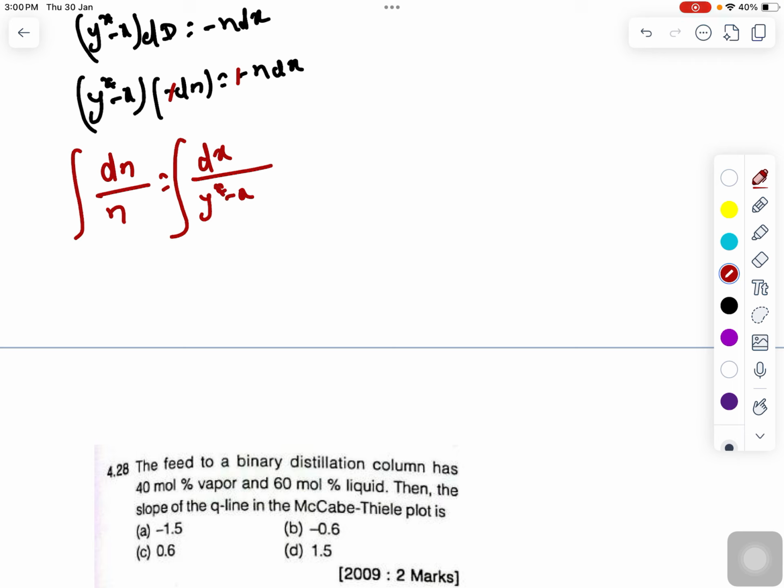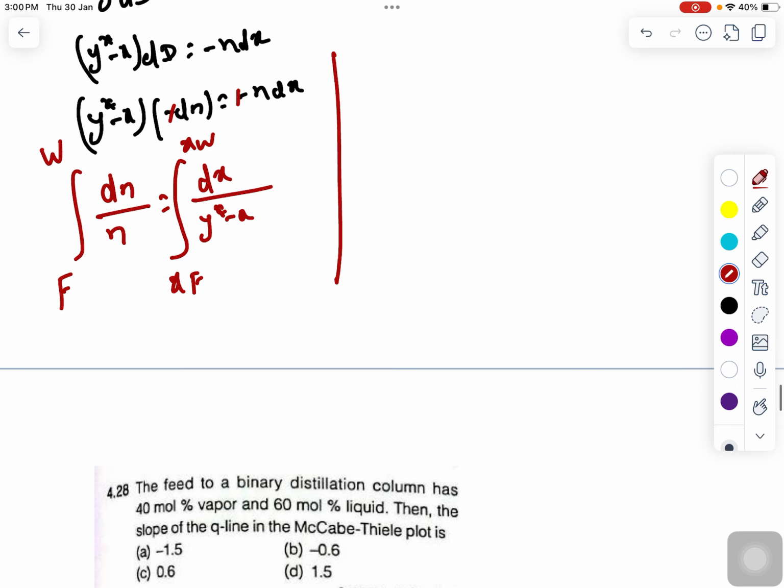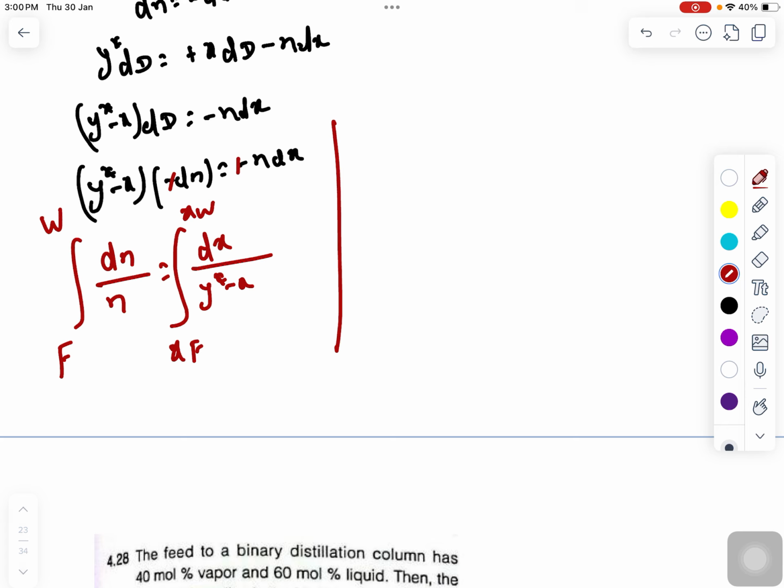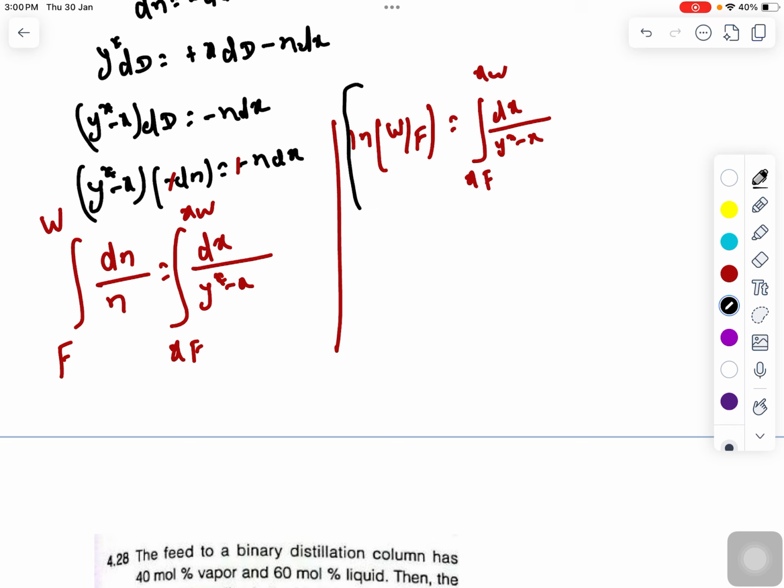So if I do the integration from F to W, it will go from xF to xW. Is that clear? So this one is the integration. So I can write now ln(W/F) equals the integral from xF to xW of dx divided by (y* - x). So this one is our final formula for the Rayleigh distillation.